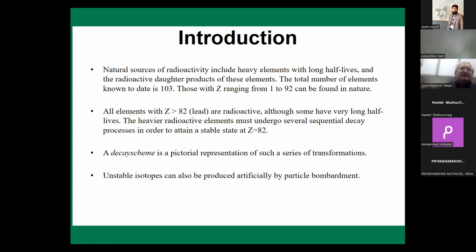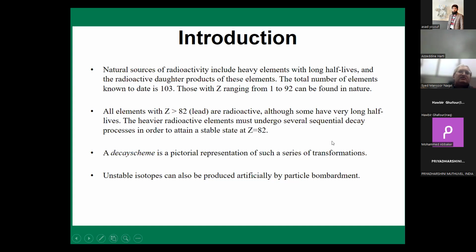Generally, lead with atomic number 82 is considered the graveyard for all radioactive isotopes, as there are series which generally all end up at lead, either 206, 207 or 208. Otherwise, all isotopes with atomic number greater than 82 are radioactive. The decay scheme is a pictorial representation of such series of transformations, which I will share in coming slides.